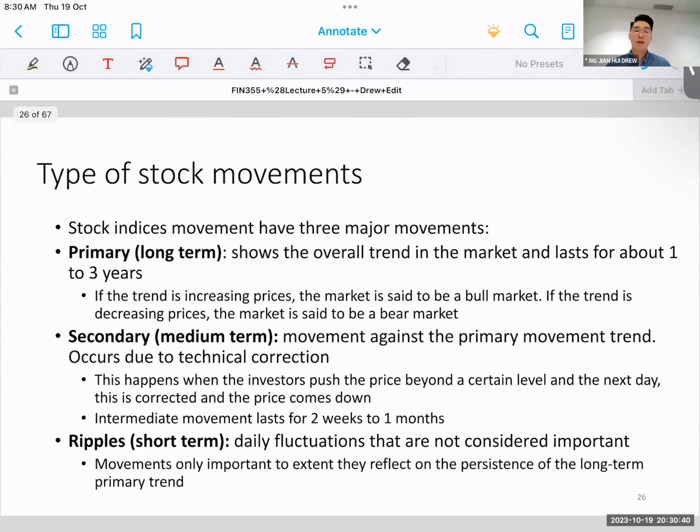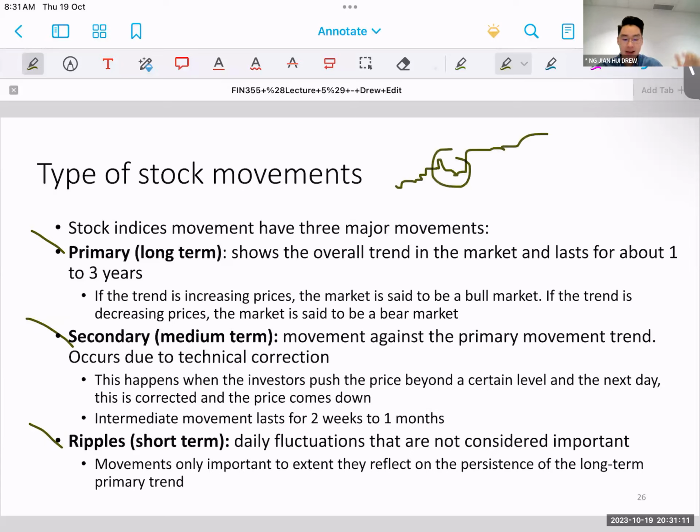All right, so let's talk about some general movements of stock first. So for the general movement, we have the primary, secondary, and ripple, which is the short term. So primary is more of a long-term trend. So what's happening in about 1 to 3 years? And we'll look at a graph in the next slide to explain more. Secondary is more of the movement against the primary. So as the primary goes up, mostly going up, there might be some secondary going down. So this is like the secondary, right? There's some downwards correction. Ripple is more of the daily fluctuation, which is generally not important for a technical analyst.